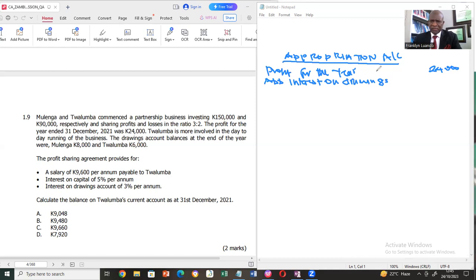Interest on drawings, we have Twalumba. How much were Twalumba's drawings? 6,000 at 3%, that is 180. Mulenga, 8,000 drawings multiplied by 3%, that is 240. Total income, that will be 24,420, less appropriations.